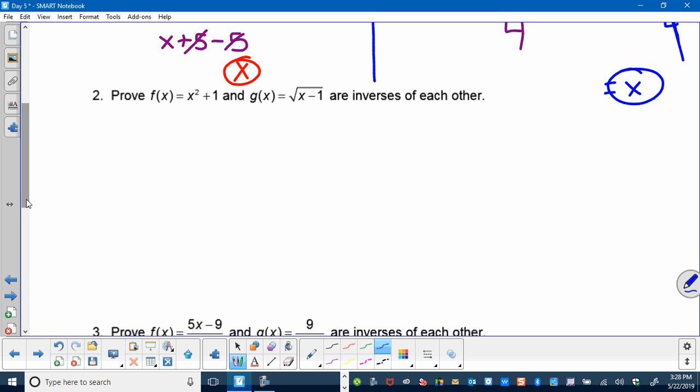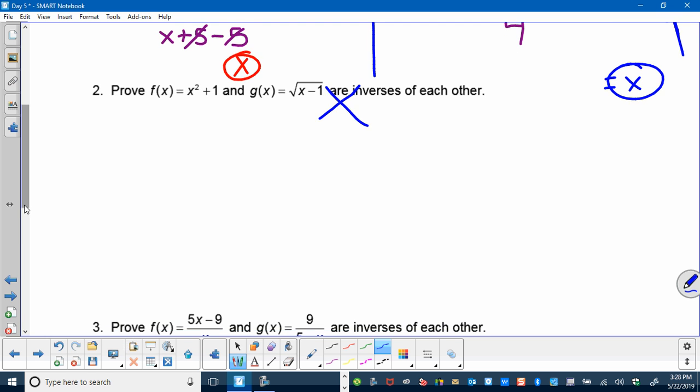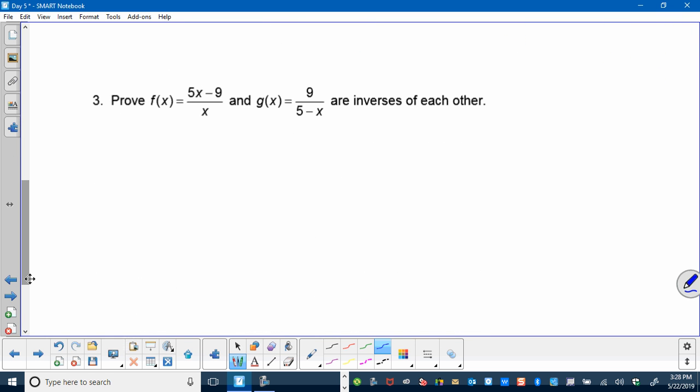I'm going to skip number 2 because it's way too easy. But if you want to check your answer for number 2, the answer key is on Google Classroom. You can try it and check it. I'm going to do number 3. This is your challenge question, and it's on your test.